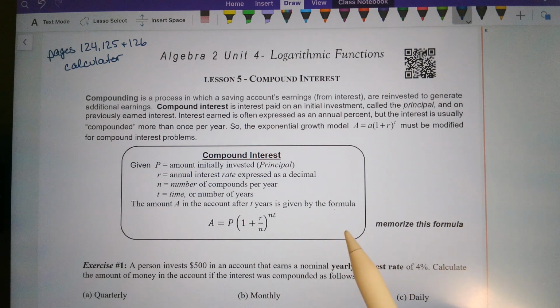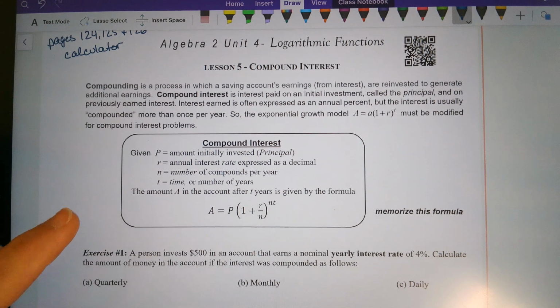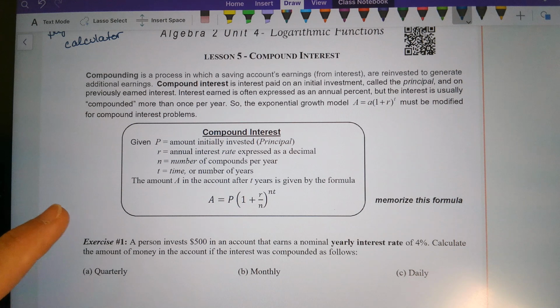So the exponential growth model, A equals lowercase a times 1 plus r to the t, is modified for compound interest problems. Given capital P, which is the amount initially invested, otherwise known as the principal, lowercase r represents the annual interest rate expressed as a decimal. Lowercase n represents the number of compounds per year. T, time, or number of years. The amount, capital A, in the account after T years is given by the formula A equals P times 1 plus R divided by N raised to the NT.